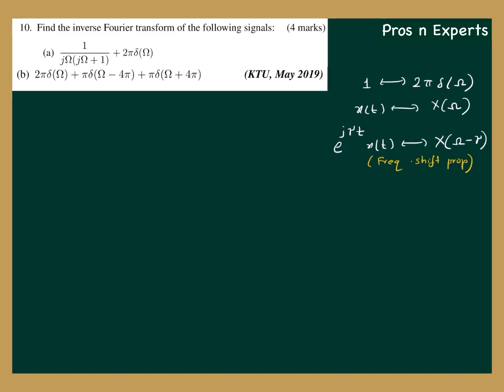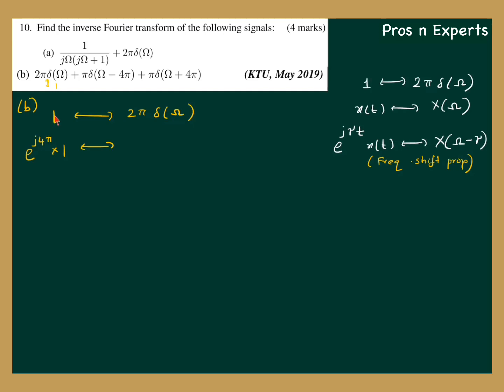Okay, so with these two treasures in hand, we can solve problem B. So the first term, before that let me start this way: 2 pi delta of omega, we know it is the transform of 1. Okay, let it be there. Now you know the Fourier transform of 1 is 2 pi delta of omega. So with the help of the frequency shift property, if I am writing e raised to j 4 pi t into 1, what will be the Fourier transform? You can use the frequency shift property, right?